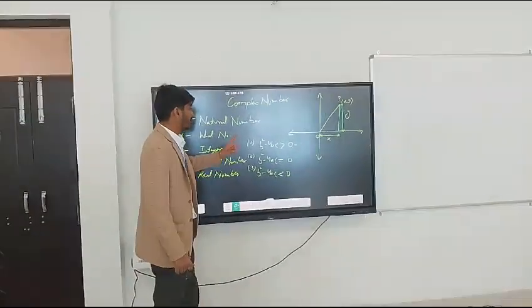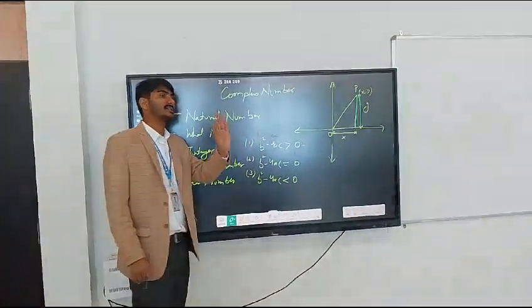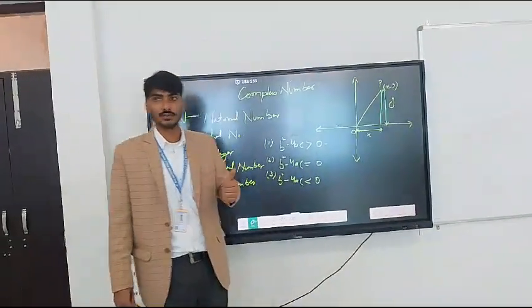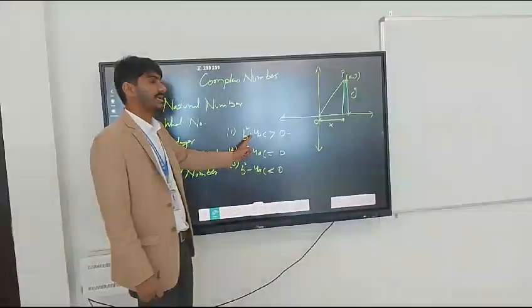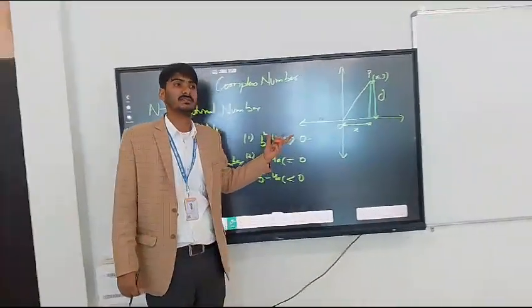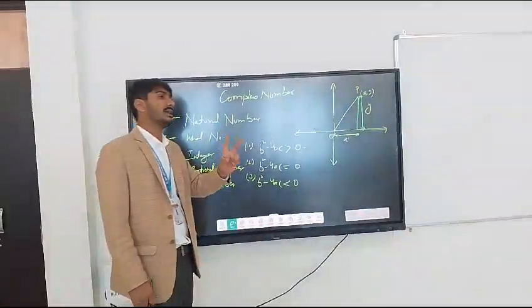In a few cases, first of all, we have studied the quadratic equation, that is the second or third chapter in 10th class. So there are three conditions when we study the nature of the roots of the quadratic equation. First condition is when the discriminant is greater than 0. When the discriminant is greater than 0, the roots are real and distinct.